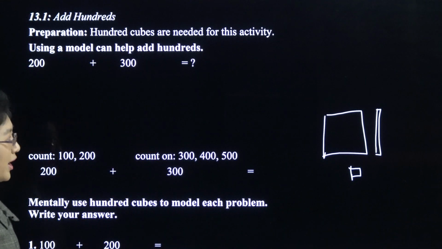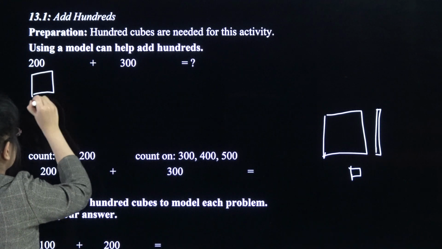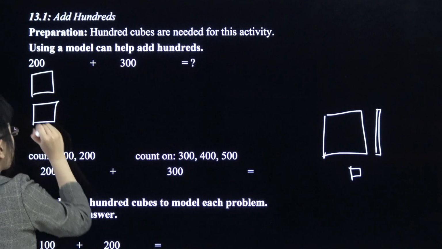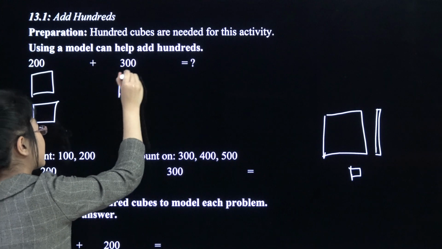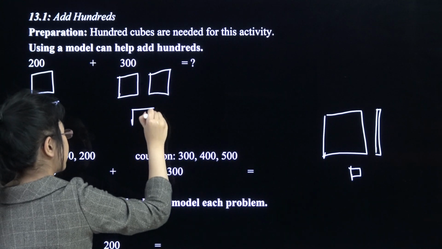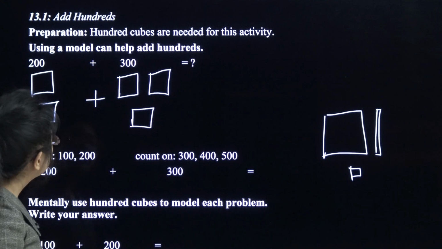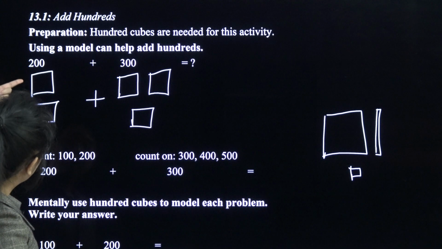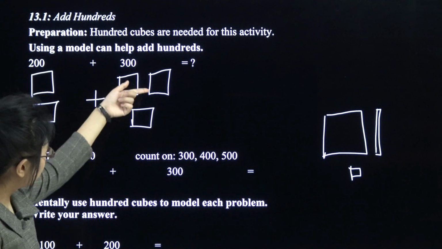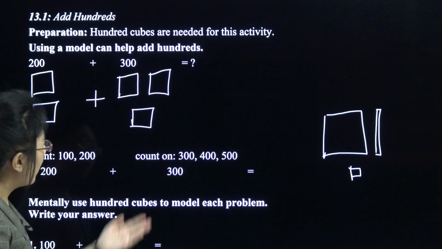Now let's use a motto to help us think about this. 200 is 200, so 200 cubes. And then 300 is 300, so 300 cubes. What are these added together? Well, 100, 200, 300, 400, 500. 200 plus 300 equals 500.